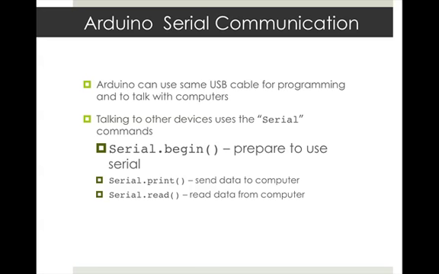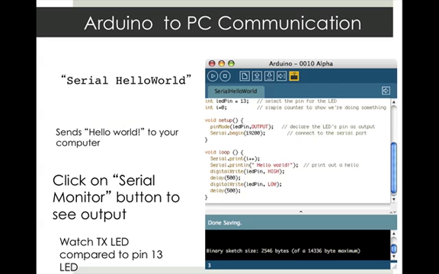So as we can see, when we want to talk to other devices or serial devices in Arduino, we use serial begin, and when we want to send out information we can use serial.print, and then when we want to read information coming from the PC back to the Arduino hardware, we can use the serial.read function with Arduino. So here's a very simple example.